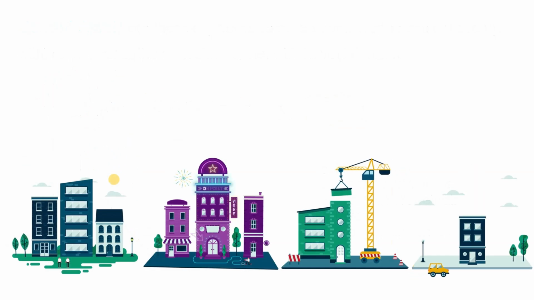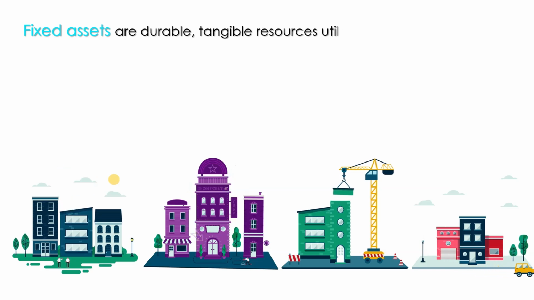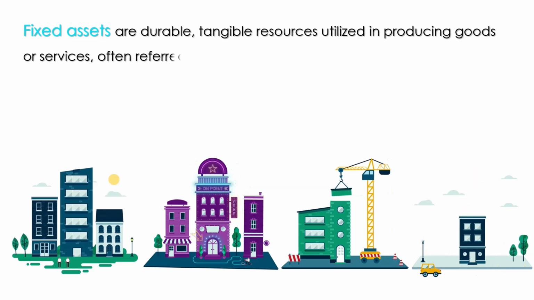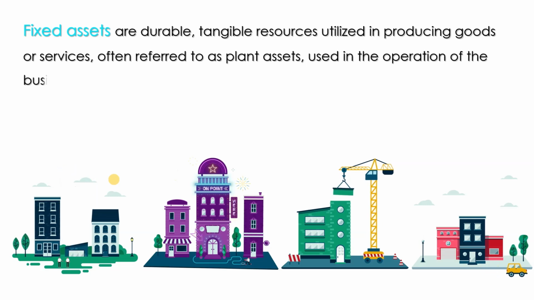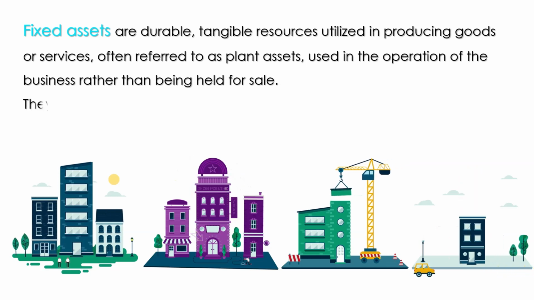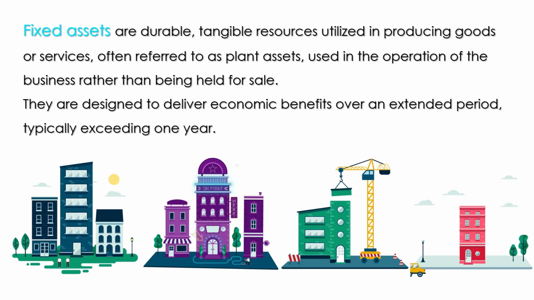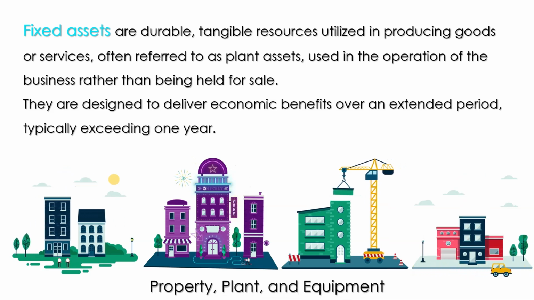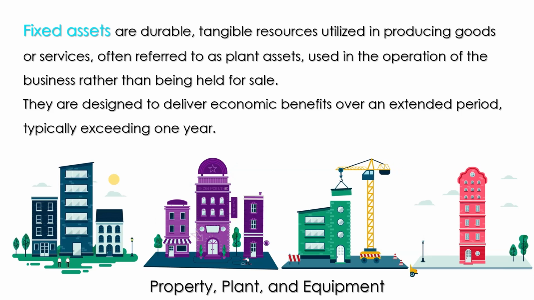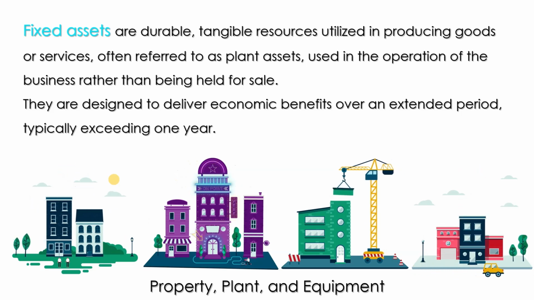The second category of assets is fixed assets, which are durable tangible resources for producing goods or services. These are often called plant assets, designed to provide economic benefits over a long period, usually more than 1 year, such as property, plant, and equipment.